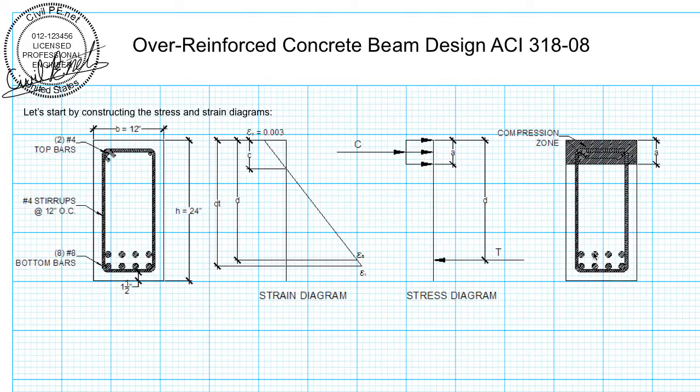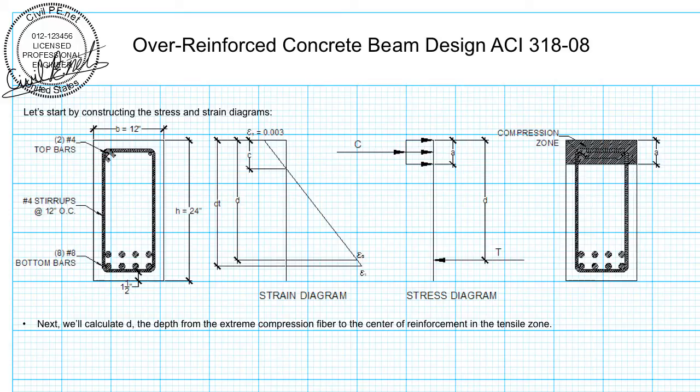So first, let's calculate d. And d is going to look a little bit different. Now d is going to be the overall height of our beam minus the clear cover, minus the diameter of the stirrup, minus the diameter of that bottom layer of reinforcement, minus the clear spacing between the bars divided by 2. So we're calculating the depth from extreme compression fiber to the centroid of this entire group, which is that level right there.